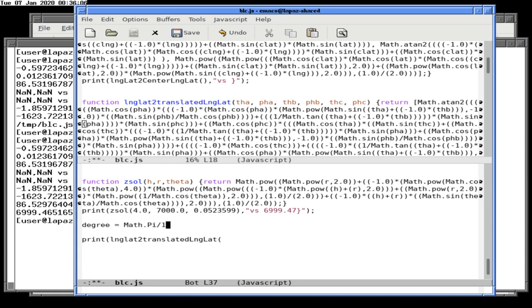Let's see. If you have a degree and you want to convert to radians, you want this. So -106 times degree, 35 times degree, and I realize I can't capitalize it because I didn't declare it that way.